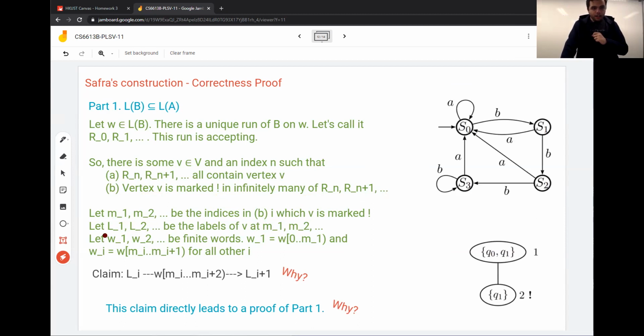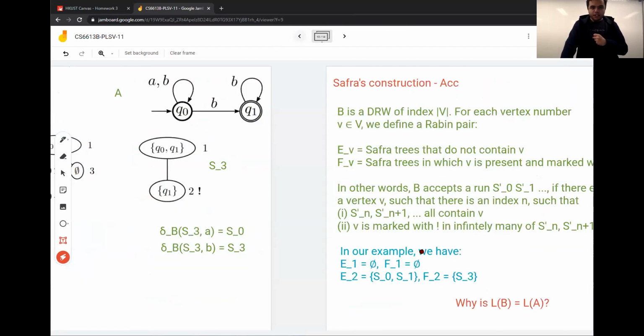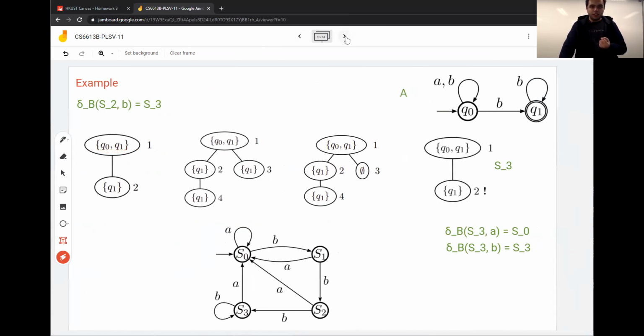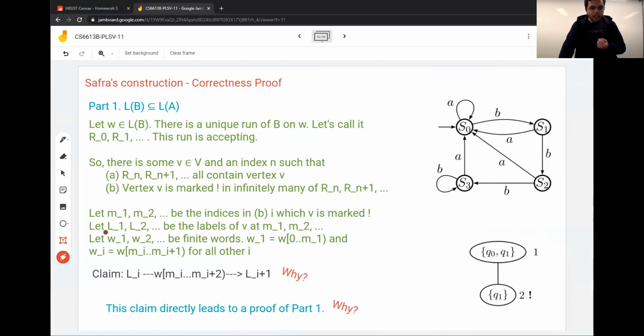And now I can also look at the labels of this vertex because, when we were creating these Safra trees, there were many cases where we kept the number, but actually changed the label, the set that was inside this vertex, right? So it makes sense to look at the sets, the labels that we had in the infinitely many times that we saw vertex V marked.